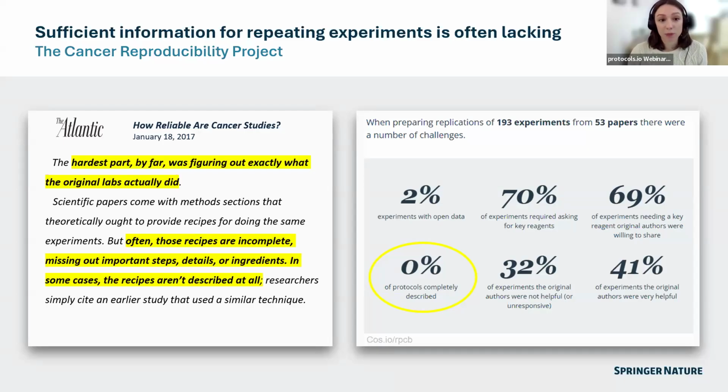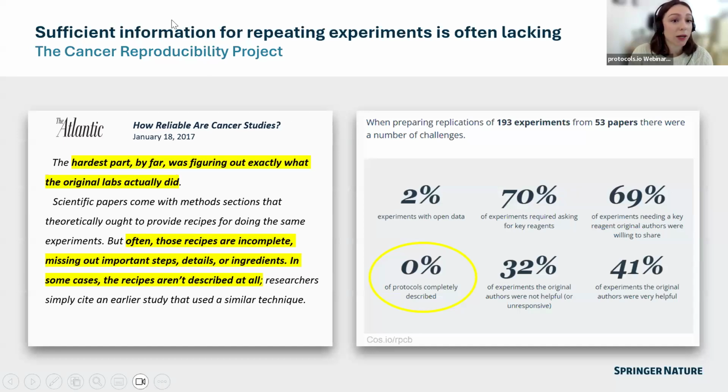And then when that's looked at in more detail, here on the right is another write-up that was done by the Center for Open Science, and they found that of those 53 papers, 0% of protocols were completely described. So clearly, we're not going to be able to replicate those experiments if those methods are not completely described.